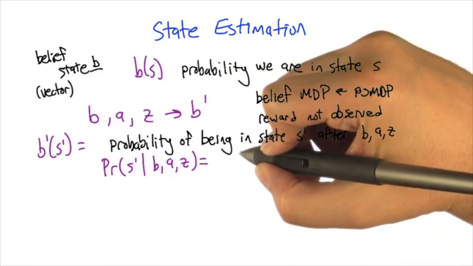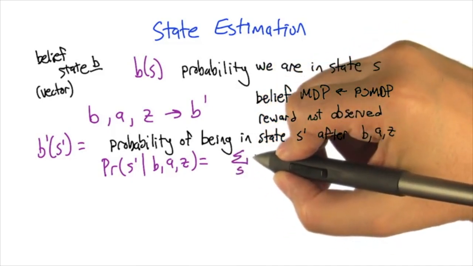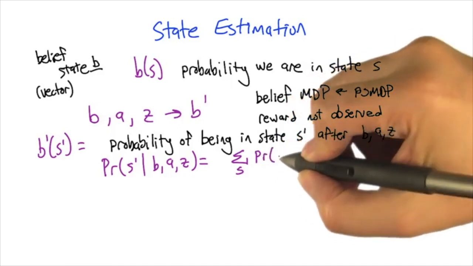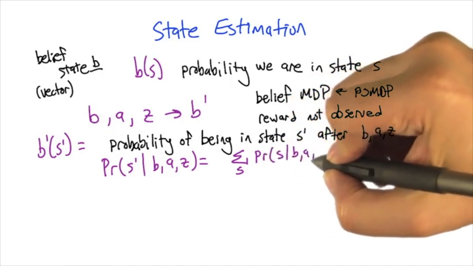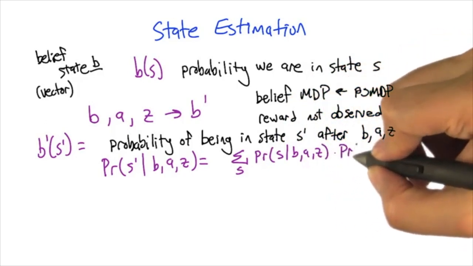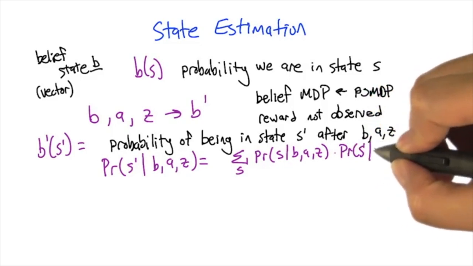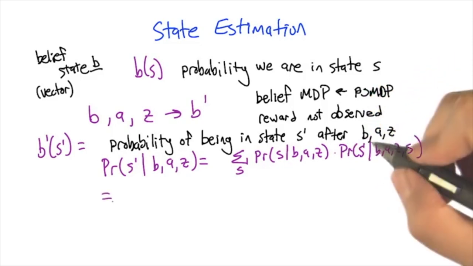So what we're saying is, let's break things down by the possible state that we started in, and we're going to weight things by the probability that that's the state we started in, given B, A, Z. Then, given that, what's the probability of the next state, given that state? So this is going to help us break things down successfully. Let's see if we can do that.